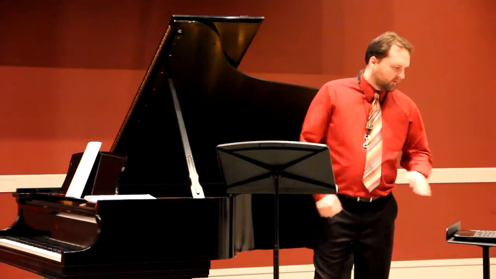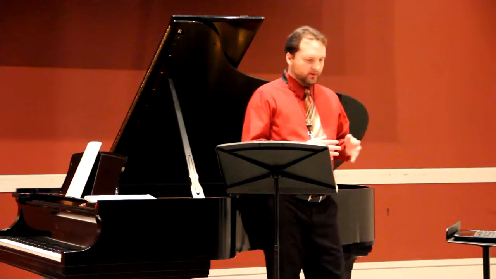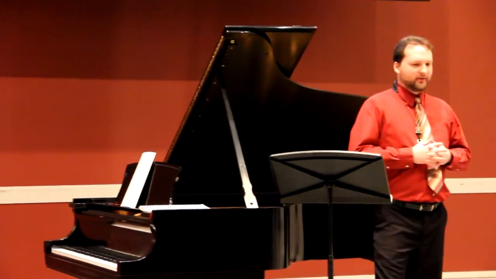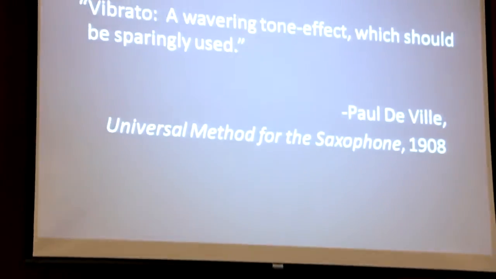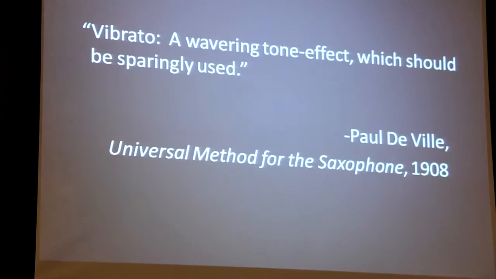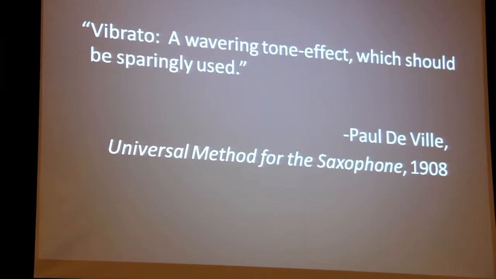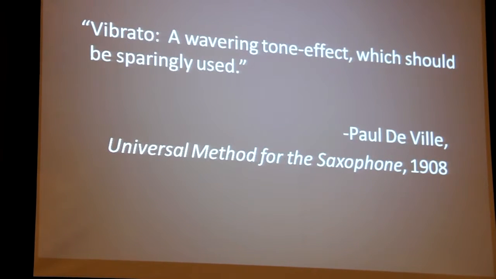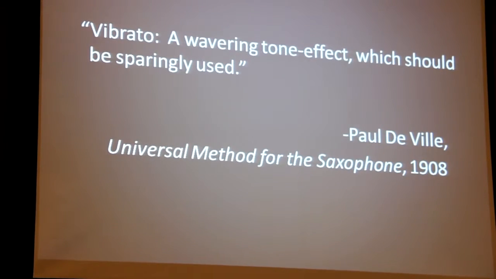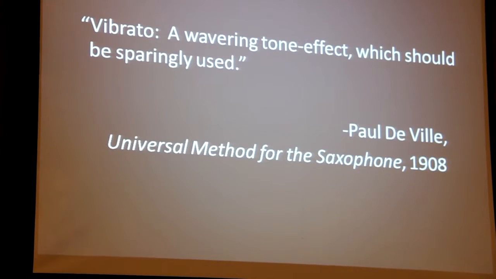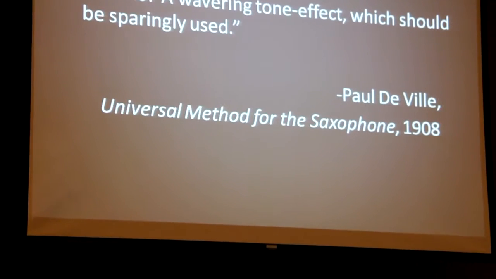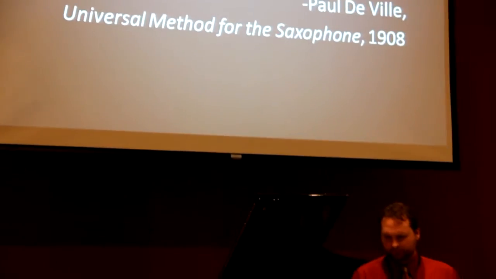Going back to the saxophone world, one of the landmark saxophone methods from the early stages of saxophone development comes in 1908, the Universal Method for the Saxophone by Paul De Ville. In it, he just generally gives a definition for vibrato. He calls it a wavering tone effect, which should be sparingly used. So here we have an effect, sparingly used, not continuous, not at all like the French school of the middle 20th century.